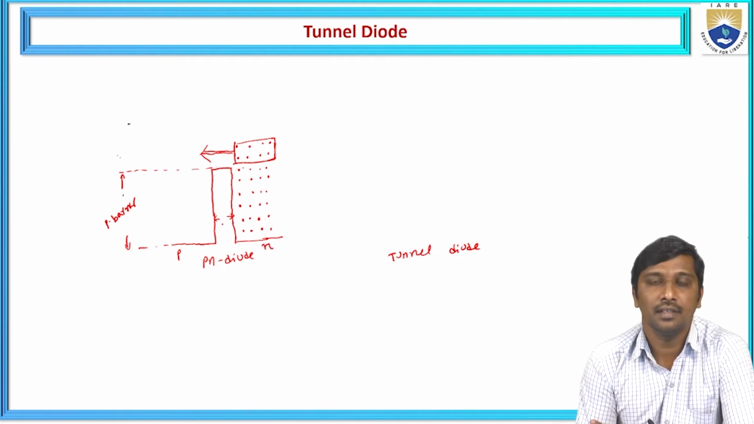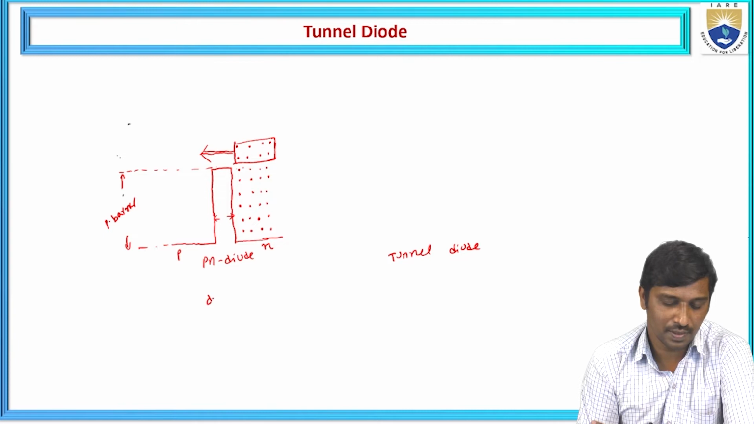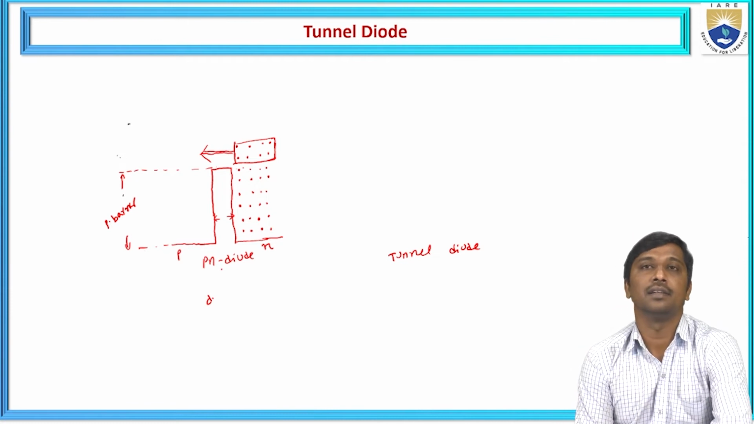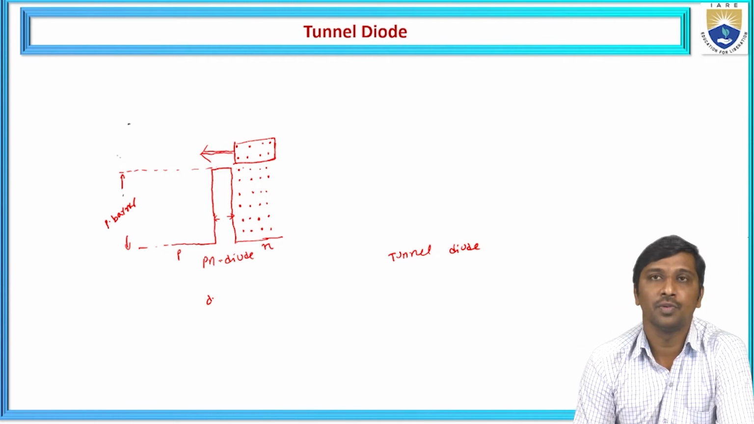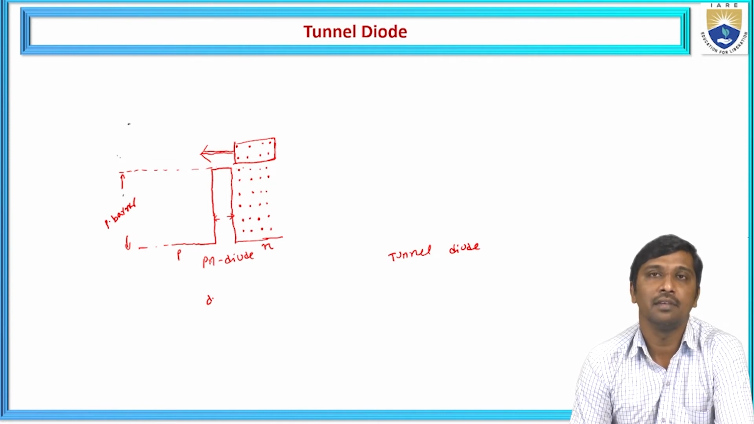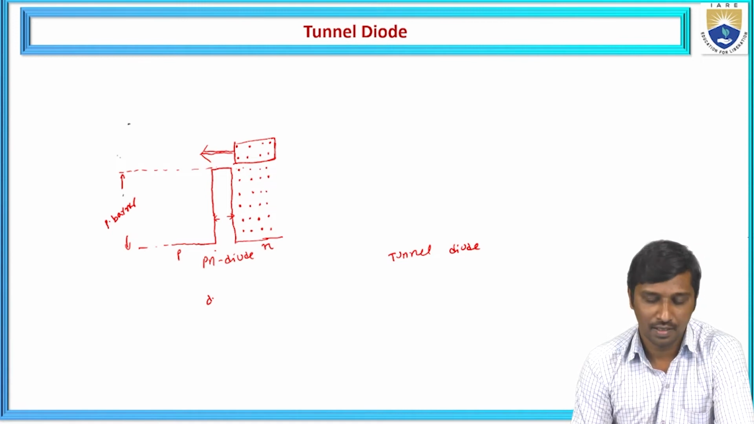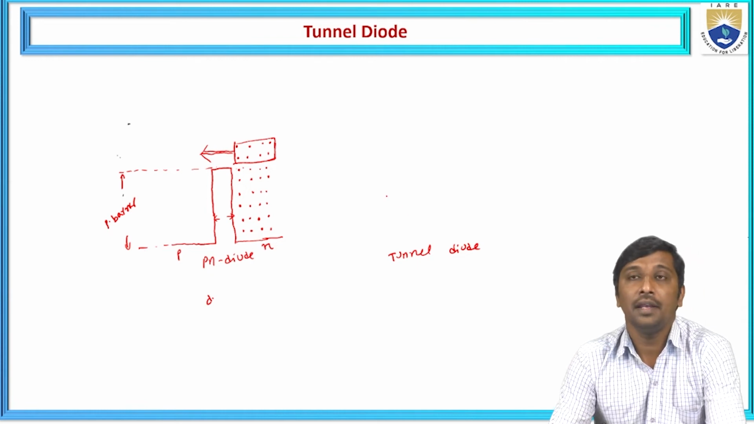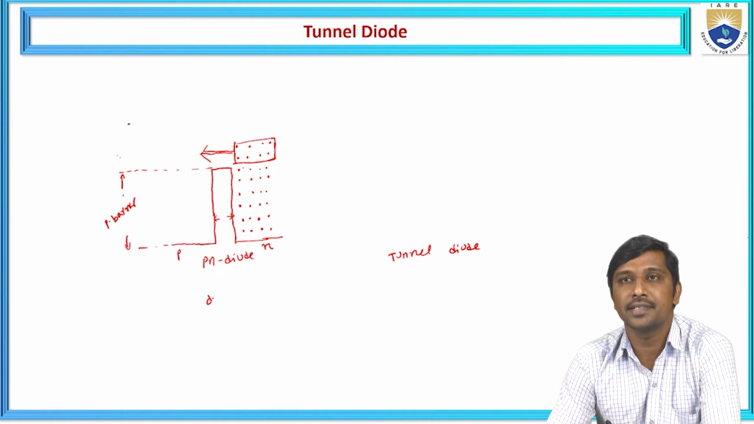So in a normal PN junction diode, we know that the depletion width is very large, and it has some amount of space charge region or potential barrier. Hence, if you want to diffuse the charge carriers from the N region to the P region, then we need charge carriers, electrons or holes, with higher potential compared with the space charge region. But coming to the tunnel diode, we increased the impurity concentration.